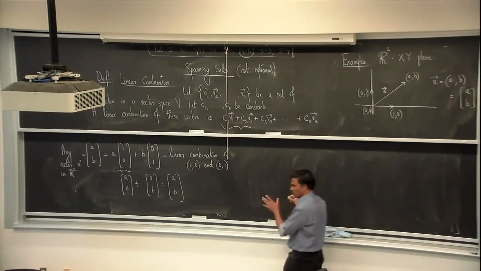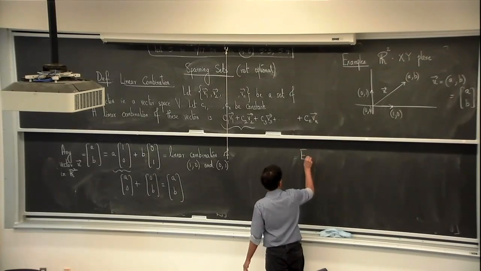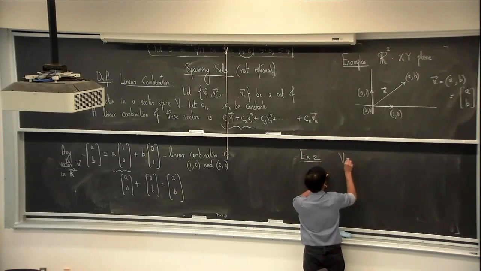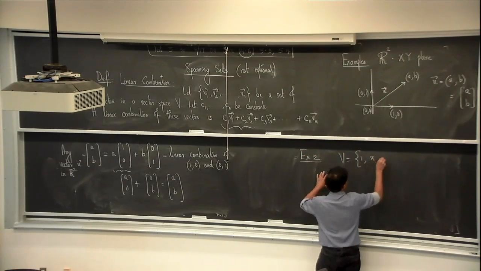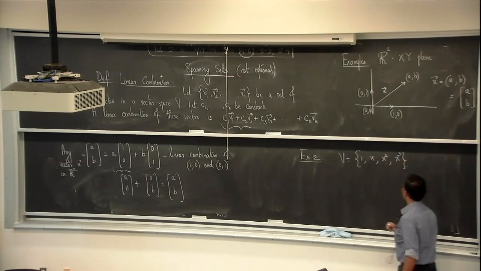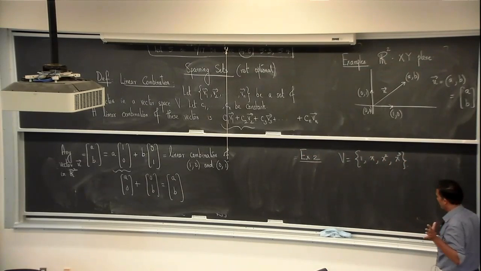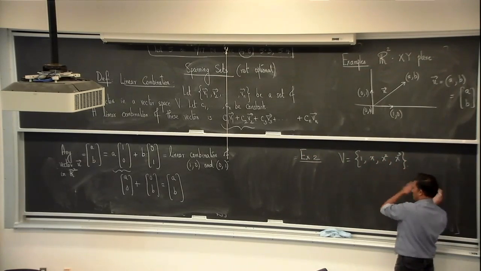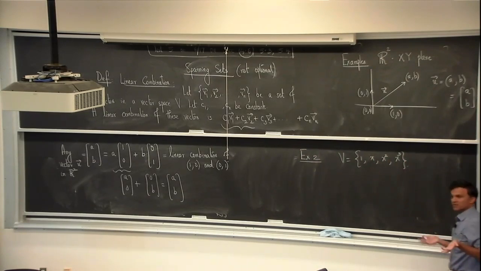Now pay attention to the next one. This is where things get a little abstract. Okay, example 2. Suppose you have the set V equal to {1, x, x squared, and x to the 3}. Those are also vectors in an abstract way. Okay, these are functions of x. These are vectors because adding two functions gives a function. Scalar multiple of a function gives a function.